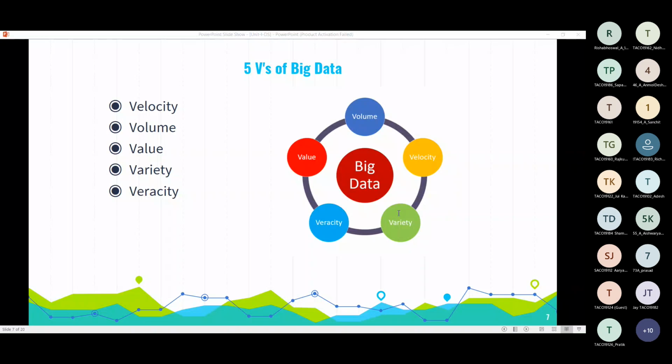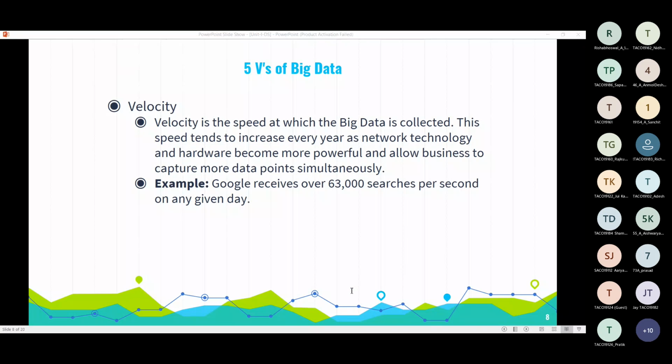Fine. And now we will see an important term. The important term is the 5 V's of data. So let's move ahead and see what these 5 V's are. The 5 V's are basically velocity, volume, value, variety, and veracity. Fine. So we will take the examples one by one. But before that, let's see why these 5 V's have come into the picture. Correct?